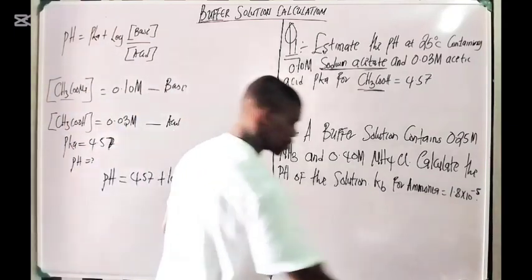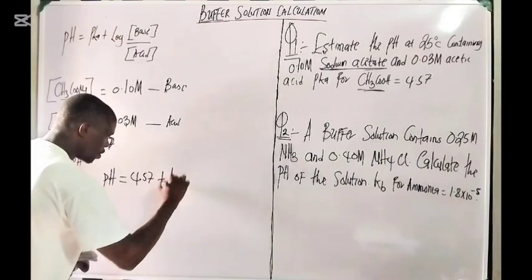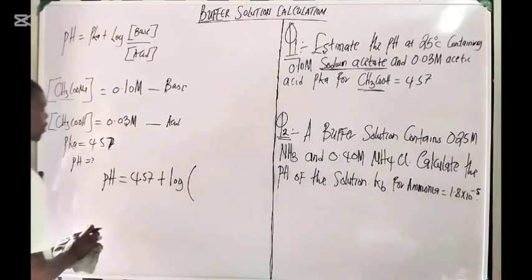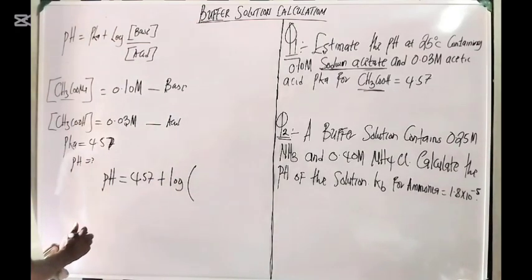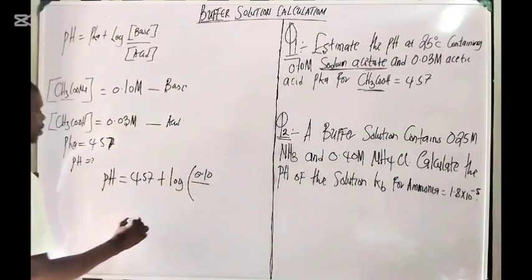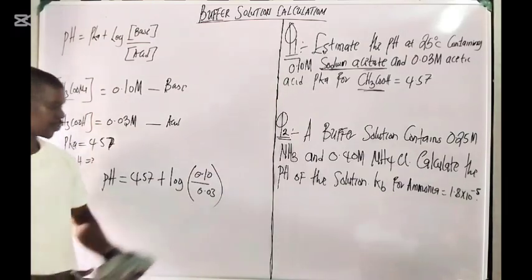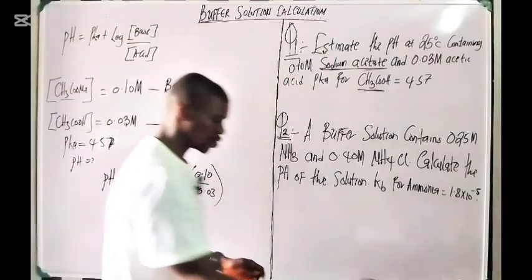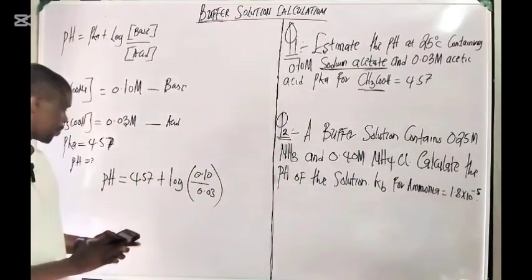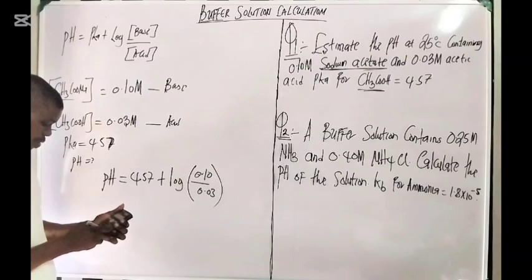So here we have log of the base over the acid. What is the base? 0.10 over 0.03. So what I want to do here is use our calculator to get our answer.